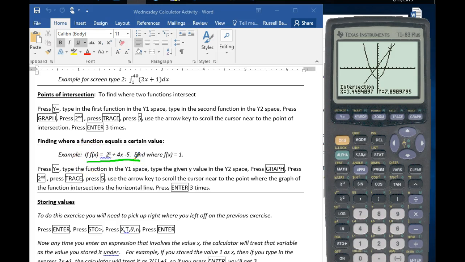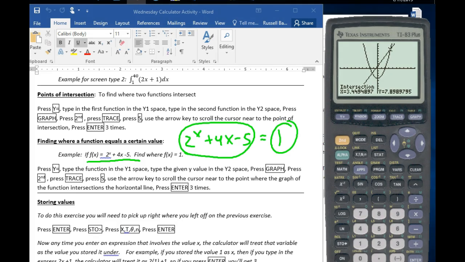If I have 2 to the x plus 4x minus 5, and I want to find out where it equals 1, how can I do that? In other words, what value of x would give me 1? Well, we're going to do it the same way we did the points of intersection. We're going to graph this function, then graph the line y equals 1, and find where they cross. The place where they cross will give you the x value that you need. So let's go ahead and do that.